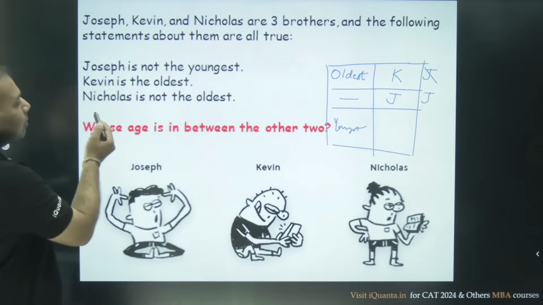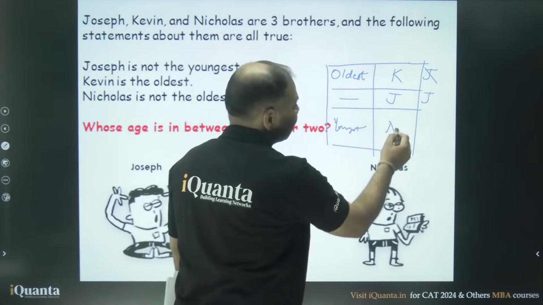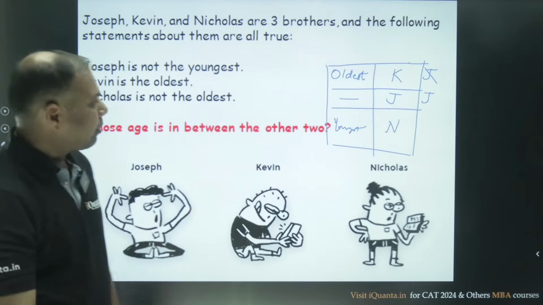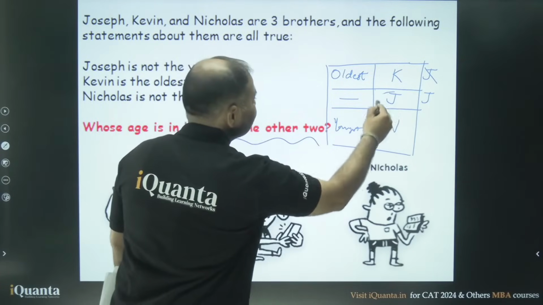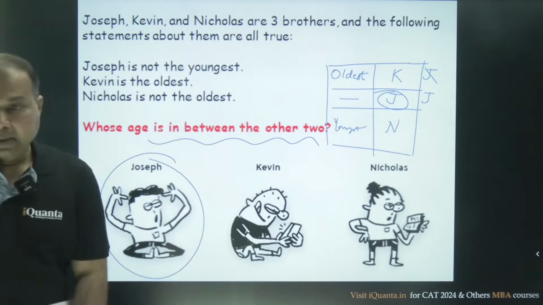And let's see the last statement also. Nicholas is not the oldest. That's obvious. So Nicholas is the youngest. So that's the order, and the question was asking about whose age is in between the other 2, certainly it is Joseph. Clear?